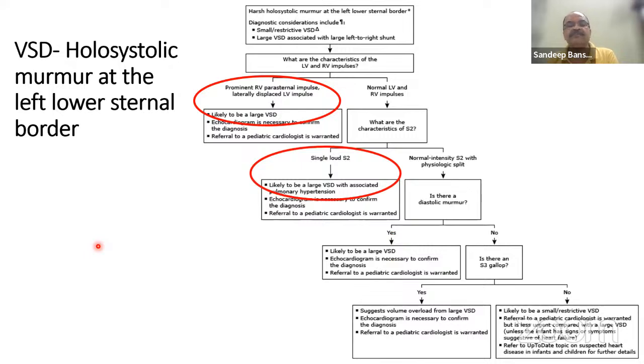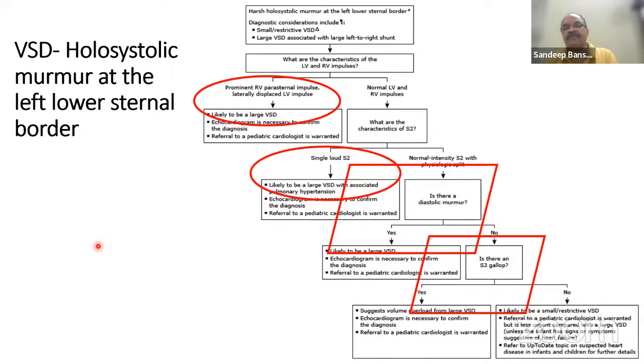Second thing we see is if the single second heart sound is present, and if that is the case, then it is a VSD which is associated with pulmonary arterial hypertension. The third thing we see is, is there a diastolic murmur present? As I was discussing, if there is a mid-diastolic murmur across the mitral valve, which is a flow murmur, then it is associated with a large VSD. And the last thing is, if there is a third heart sound present, then that is again suggestive of a large VSD. So we should look first at the S3 and the MDM.